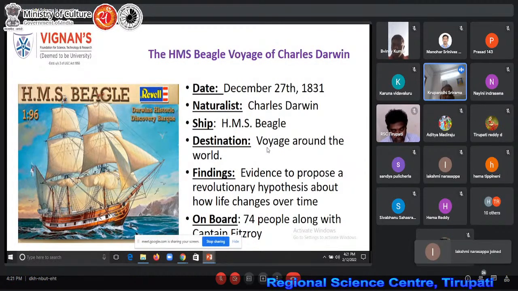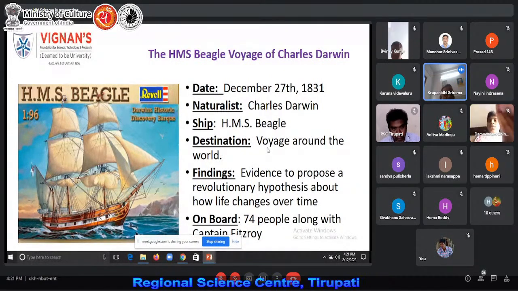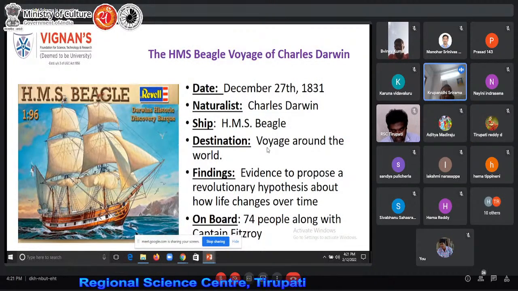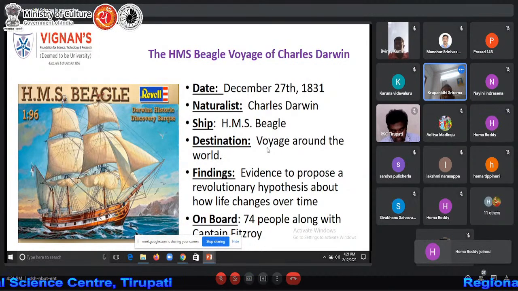So in Darwin's role, there were nearly 70 people involved, 74 people in all. Naturalist Charles Darwin's role on the Beagle was that of a naturalist. The name of the ship is HMS Beagle, Her Majesty's Ship Beagle. The destination is the whole world around. It's not across the ocean, it is around the world. We'll see the path in the next slide.